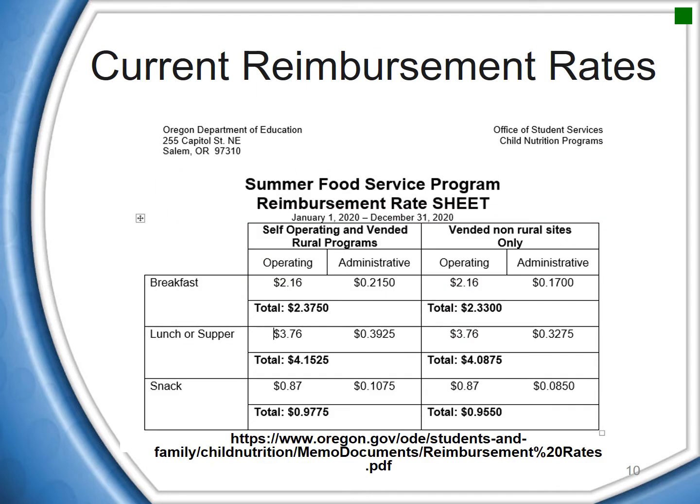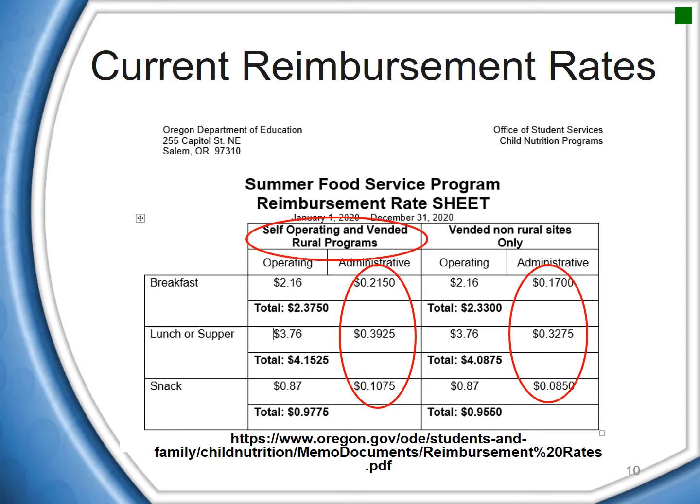The current administrative reimbursement rates are located on the ODE C&P Summer Food Service Program website. ODE C&P posts the reimbursement rates on the ODE C&P website as soon as they are published. The link to the reimbursement rates is located at the bottom of this slide. The SFSP has two different levels of administrative reimbursement rates. The higher rate is for sponsors that assemble and prepare their own meals, and for sponsors of sites located in rural areas. The lower rate is for all other sponsors.